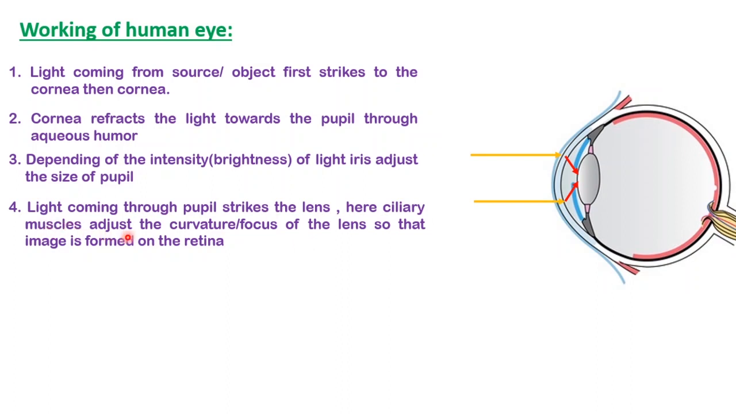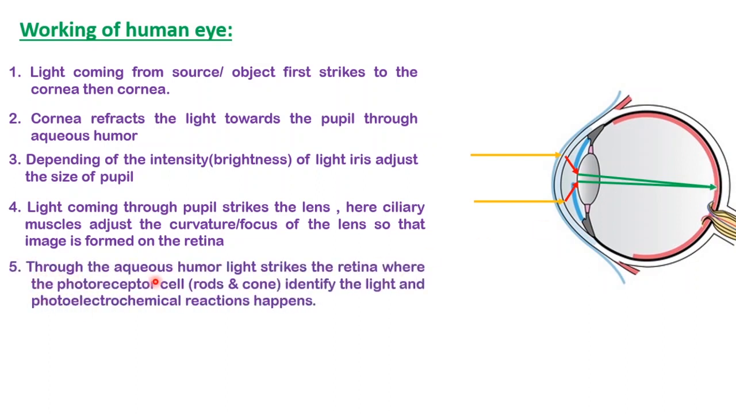Here the ciliary muscles adjust the curvature, or focal length, of the lens so that the image is formed on the retina.